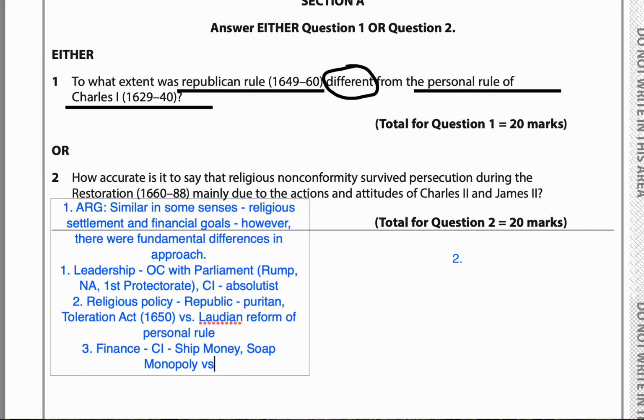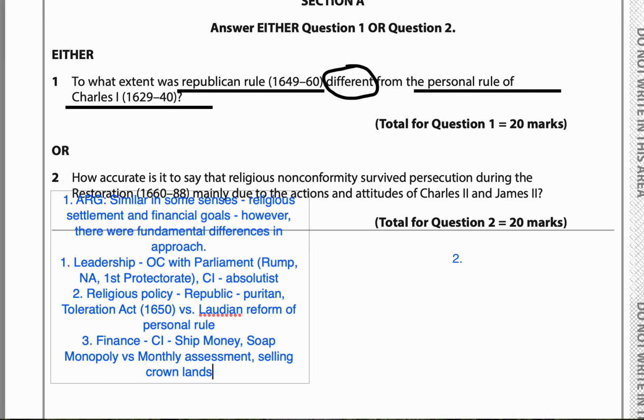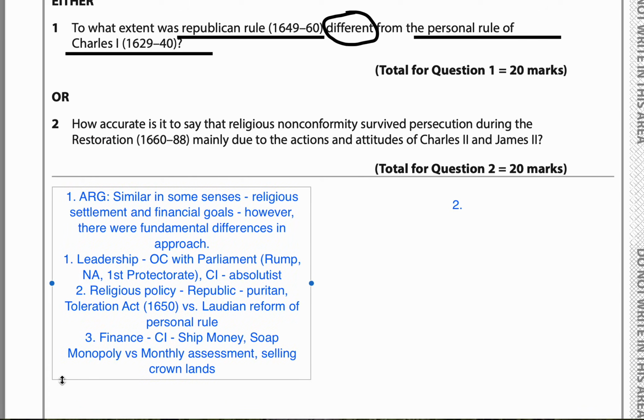and Charles tried to raise money without Parliament. In the Republic, you could talk about the monthly assessment, which was used to pay for the Anglo-Dutch War, which was very similar to ship money, but a similarity there might be that actually it was being used for what it should have been used for, whereas ship money maybe wasn't. And you could also talk about selling crown lands to raise money during the Republic, which is obviously different to during the personal rule.